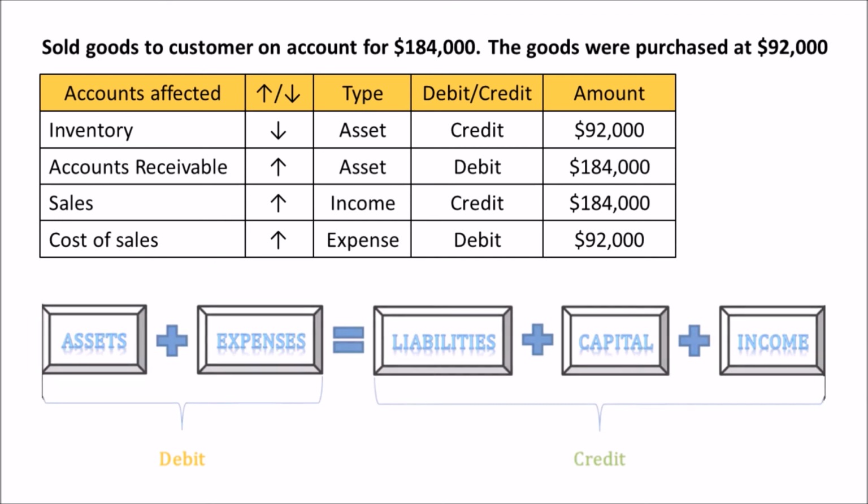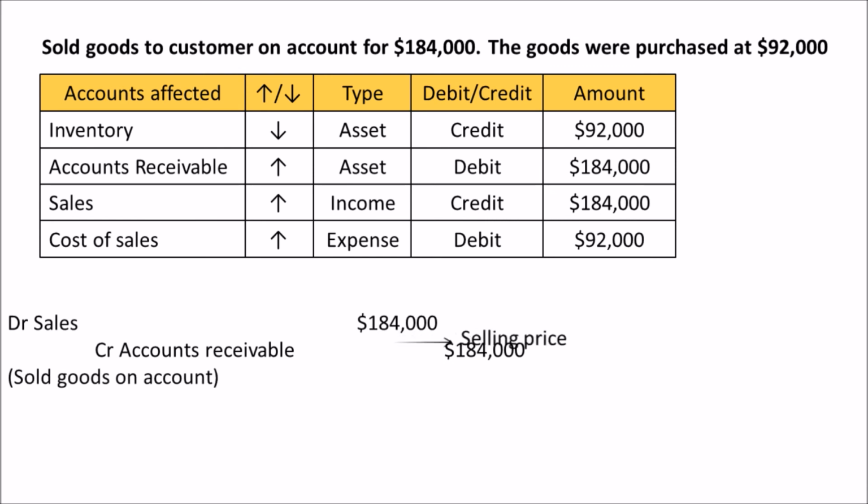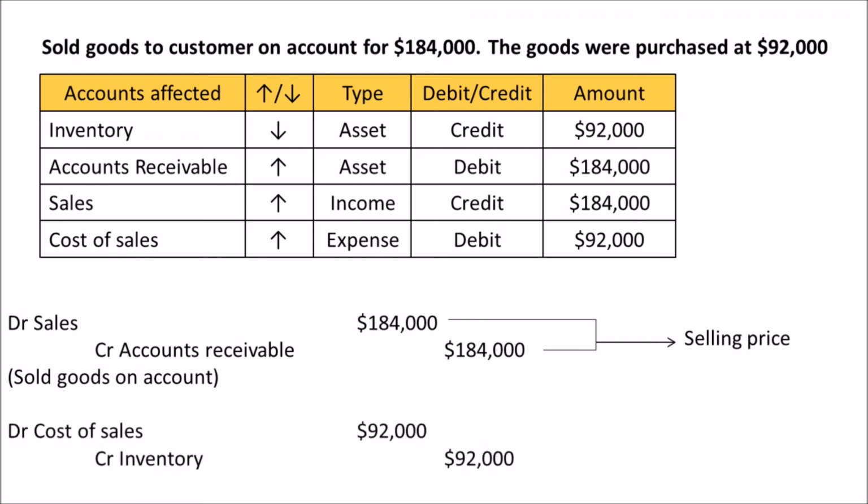So here comes the journal entry. Debit accounts receivable and credit sales by $184,000. This recognizes the sale of goods on account. We use $184,000 because that is the selling price charged to the customer. Next, we debit cost of sales and credit inventory by $92,000. This recognizes the cost of inventory sold. We use $92,000 because that is the cost price from the supplier.